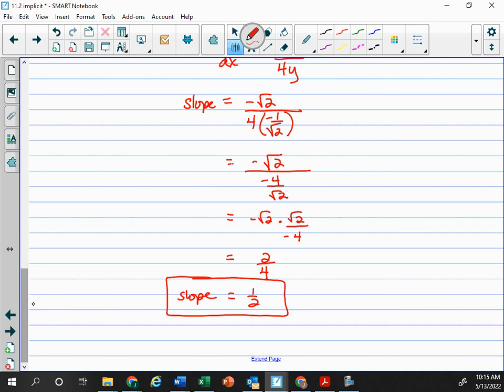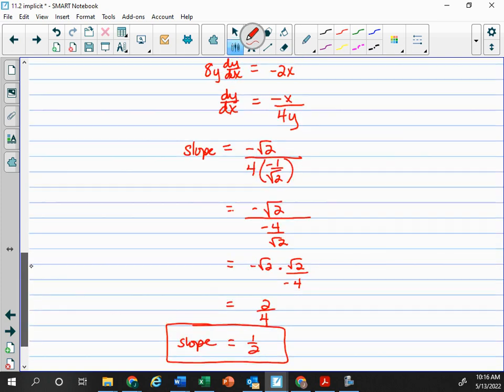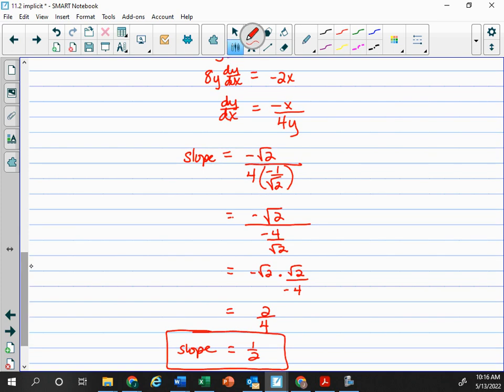Is that far enough, or do you want all the way to the end? That's good? You just missed part of the point. I wrote down negative, or I wrote down positive. So I got negative 1. Easy mistake. All right, let's keep going.